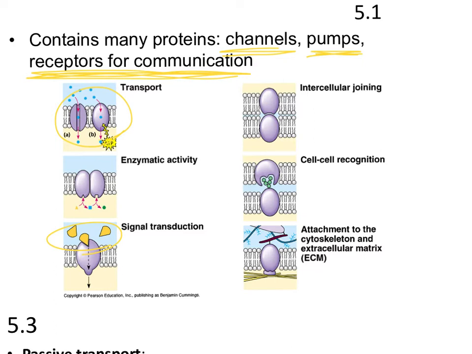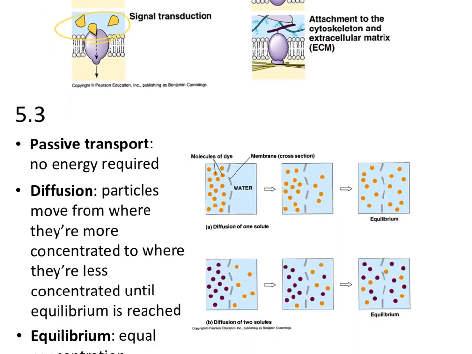But big picture here is that the membrane is not a cement wall. Things can pass through in and out of the membrane, and then also the membrane is made of phospholipids, but also proteins that are in those phospholipids.